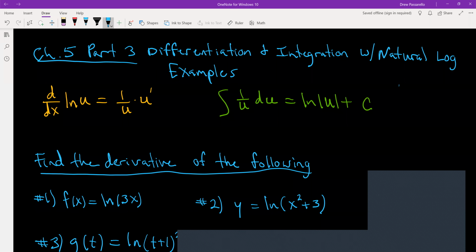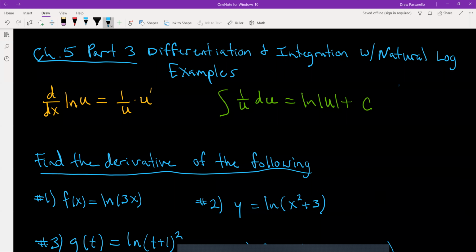This is part 3 to the chapter 5 videos, and in this video I'll cover differentiation and integration with the natural log function. So I wrote down the derivative of the natural log of u is 1 over u times u prime. That's just regular chain rule, where u is a function of x. And when you integrate 1 over u du, you get the natural log of the absolute value of u plus c.